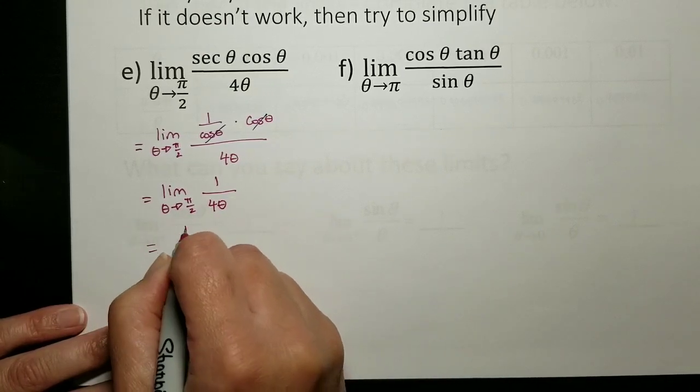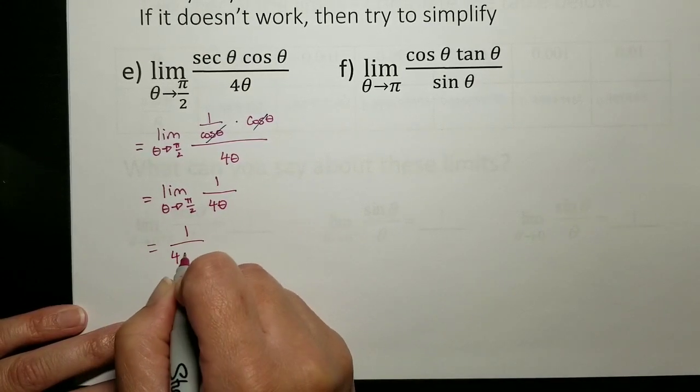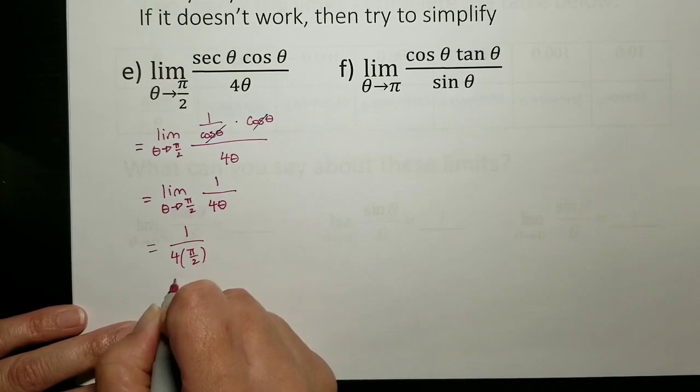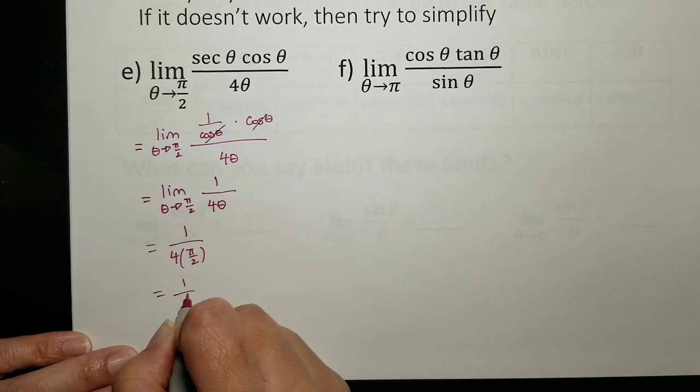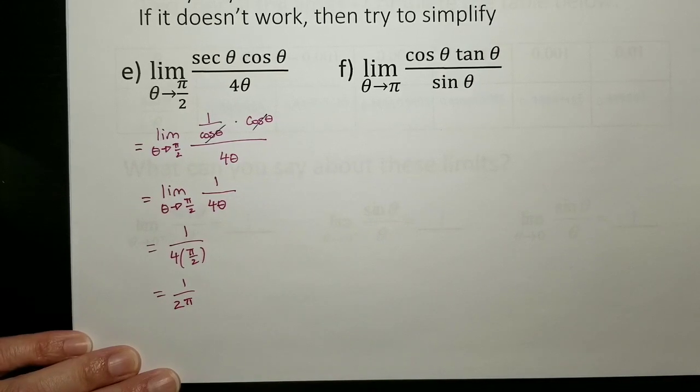So we're dropping the limit notation. It's 1 over 4 times pi over 2. So it's 1 over 2 pi.